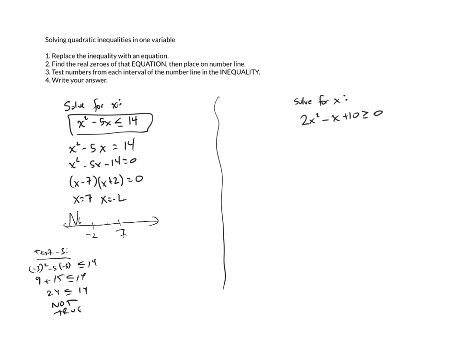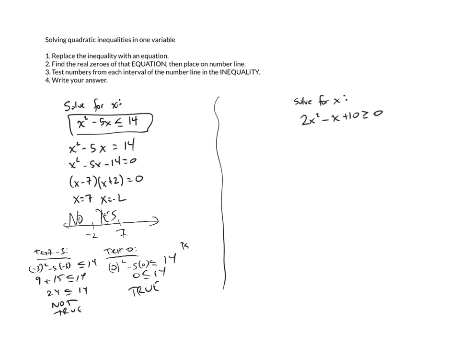So I'm going to write no above this. That indicates that it does not work in that interval. So now I'm going to pick a number between negative 2 and 7, and an easy number to do there would be 0. So when I plug in 0 this time, 0 squared minus 5 times 0 is less than or equal to 14. That tells me that 0 is less than or equal to 14, and that is definitely true. So that means the interval it came from actually works in the inequality.